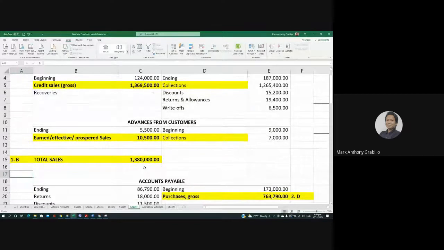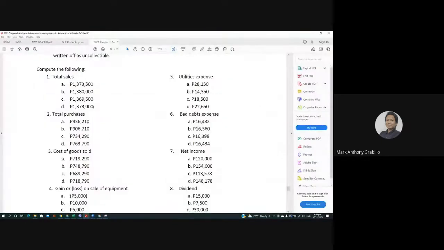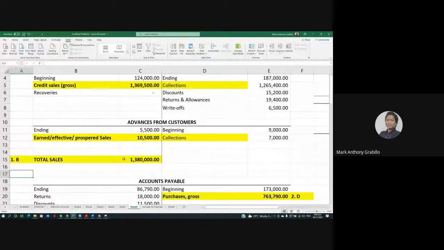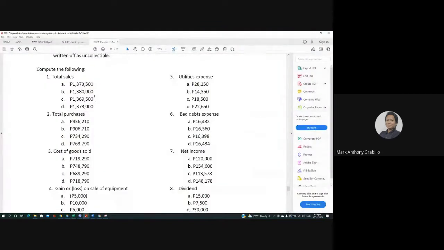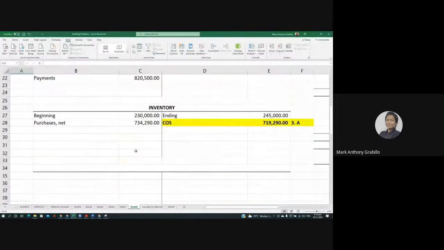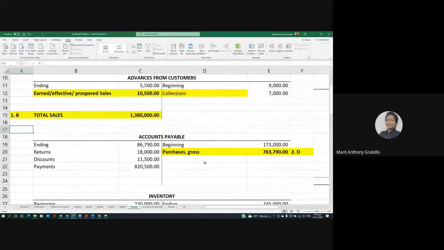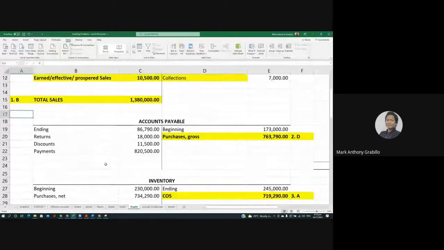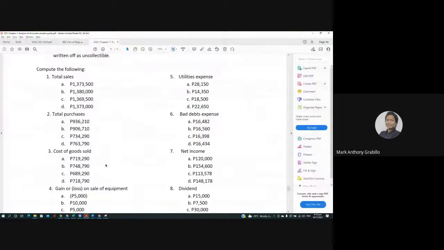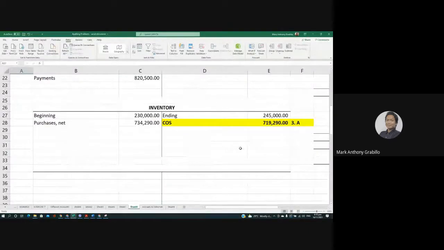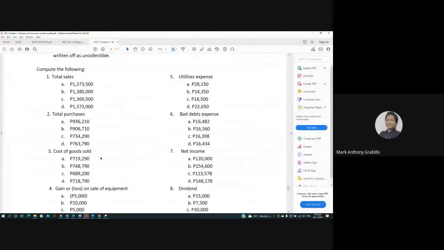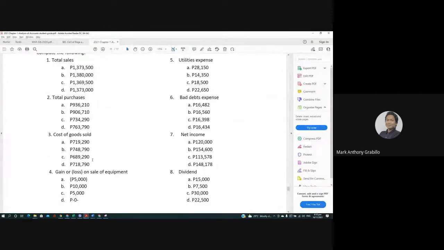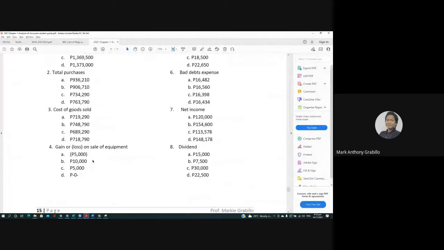So na-compute na natin yung number 1, total sales. Our answer is 1,380,000 pesos. That's letter B. Number 2 is purchases, gross purchases. Our answer is letter D, 763,790. And then our answer for number 3 is letter A, 719,290. Now let's go on item number 4, gain or loss on sale of equipment.